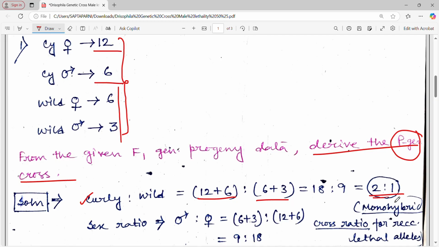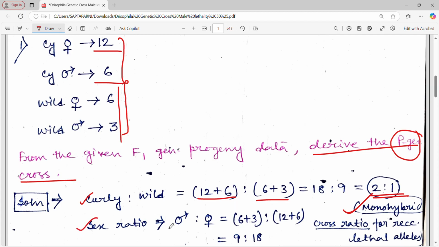You have to remember that as Curly is a recessive lethal allele, for recessive lethal alleles the monohybrid cross ratio is 2:1 instead of 3:1. So it is a monohybrid cross. First thing first. Then let's derive the sex ratio from here.